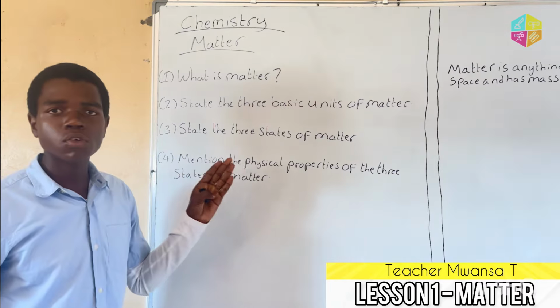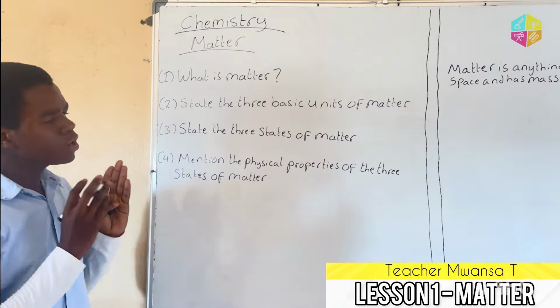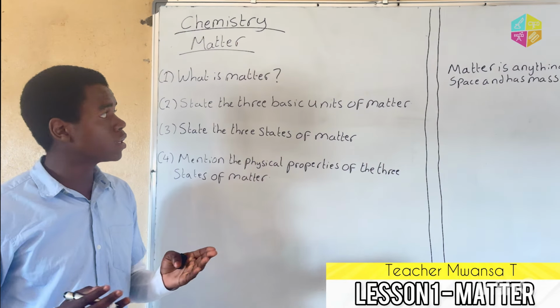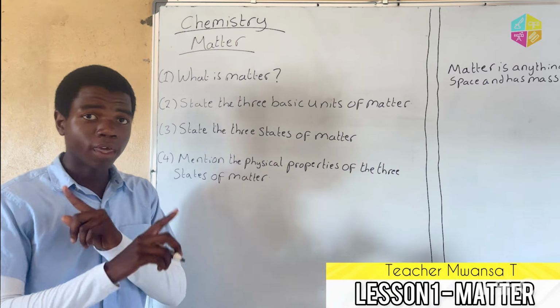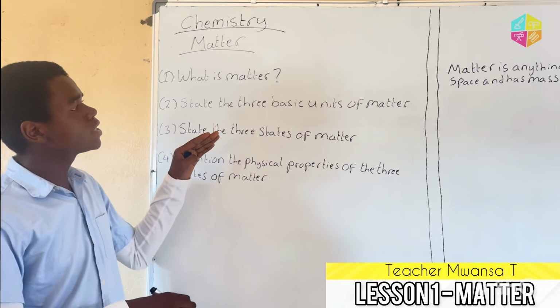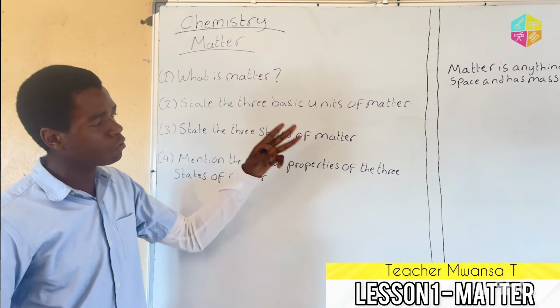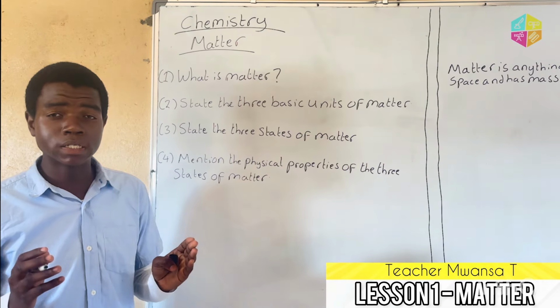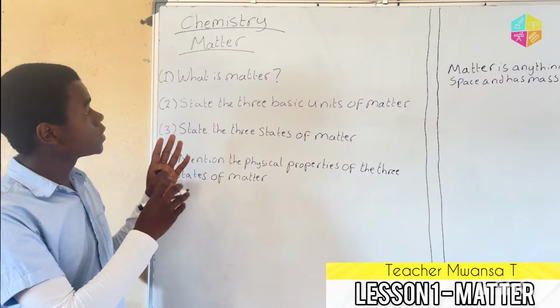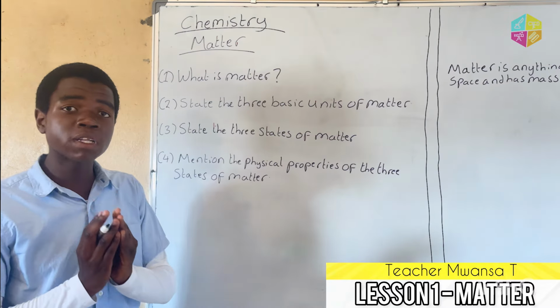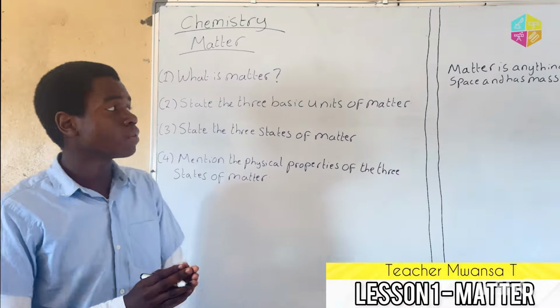State the 3 basic units of matter. Many people confuse the 3 basic units of matter with the states of matter. They are 2 completely different things, alright? When I say the 3 basic units of matter, I mean the smallest particles that make up matter, alright?